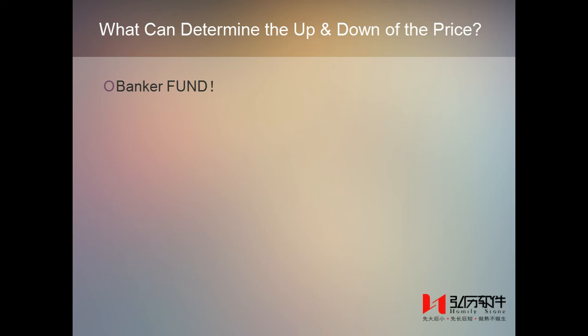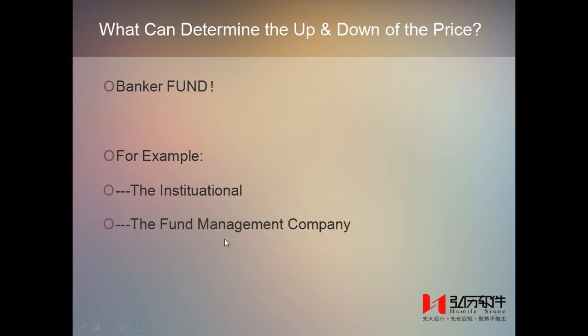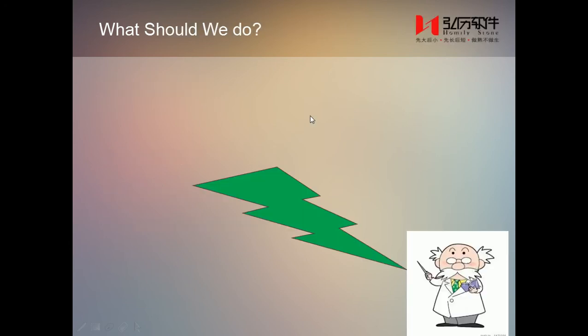You can see this is the example. The first is the institutional investor, and the second is the fund management company. These are two examples. So banker fund can determine the up and down of the price. So what should we do? We are the retailers. We do not have so much money, and our power is so small. We are not so strong. So what should we do? You should think about these questions as follows.